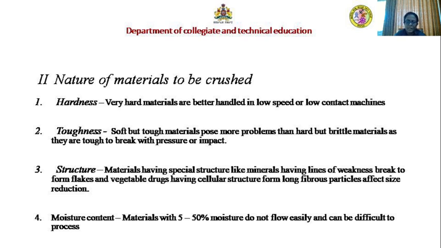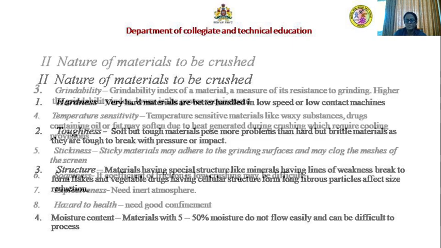So it is required that the moisture present should be below 5% to carry out dry grinding or dry crushing operation. If you have a moisture content more than 50% in the given material, then you can subject it to wet grinding operation easily. So, a moisture content between 5 to 50% is not desired in the given feed material to the size reduction operation.